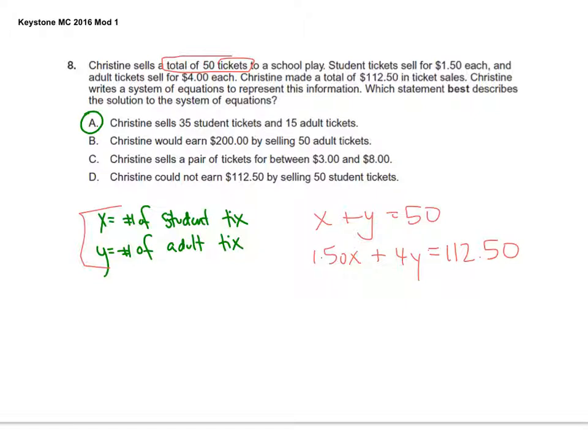You can solve it if you want. They're not asking you to. They're asking which statement best describes the solution. So you're going to end up with an answer for X and an answer for Y, some sort of numbers. But remember what those labels are. Those labels are about the number of student tickets and the number of adult tickets. B, C, and D do not describe the number of student tickets and adult tickets sold. The only one that does that is A.